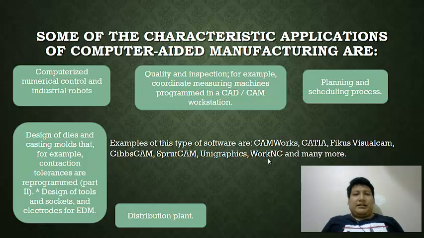Some of the characteristic applications of computer-aided manufacturing are computerized numerical control and industrial robots, quality and inspection, for example, coordinate measuring machine programmed in a CAD/CAM workstation, planning and scheduling process, design of dies and casting molds that, for example, contraction tolerance are programmed, design of tools and sockets and electrodes for EDM, distribution plant.